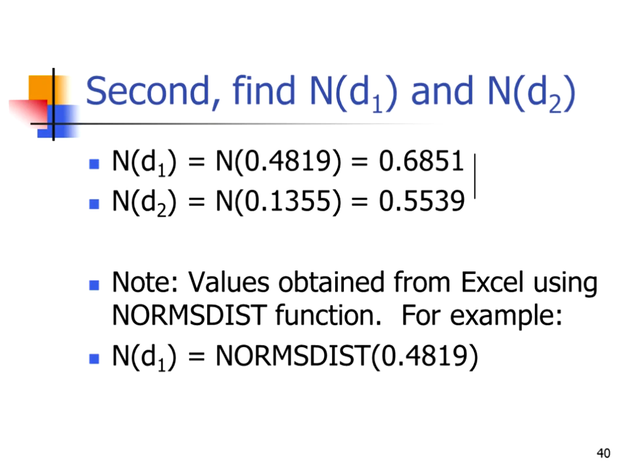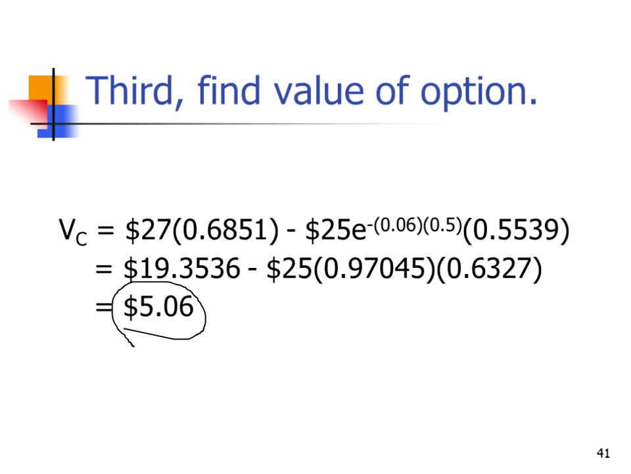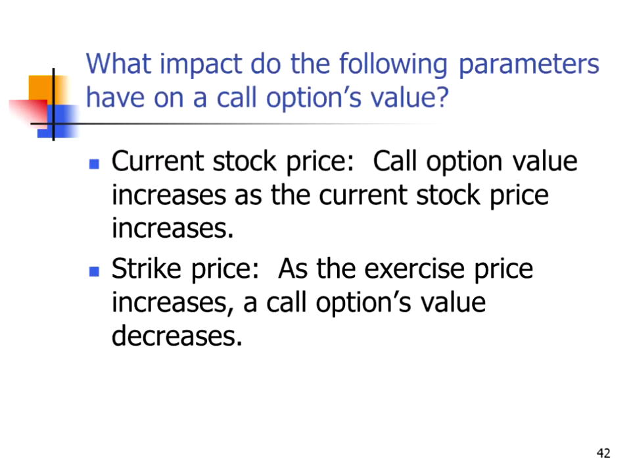So these are the calculations, same thing. And this is for the normal distribution calculation. And this is the final value that we got on our worksheet, which is $5.06. So what impact do the following parameters have on a call option value? Current stock price: call option value increases as the current stock price increases.